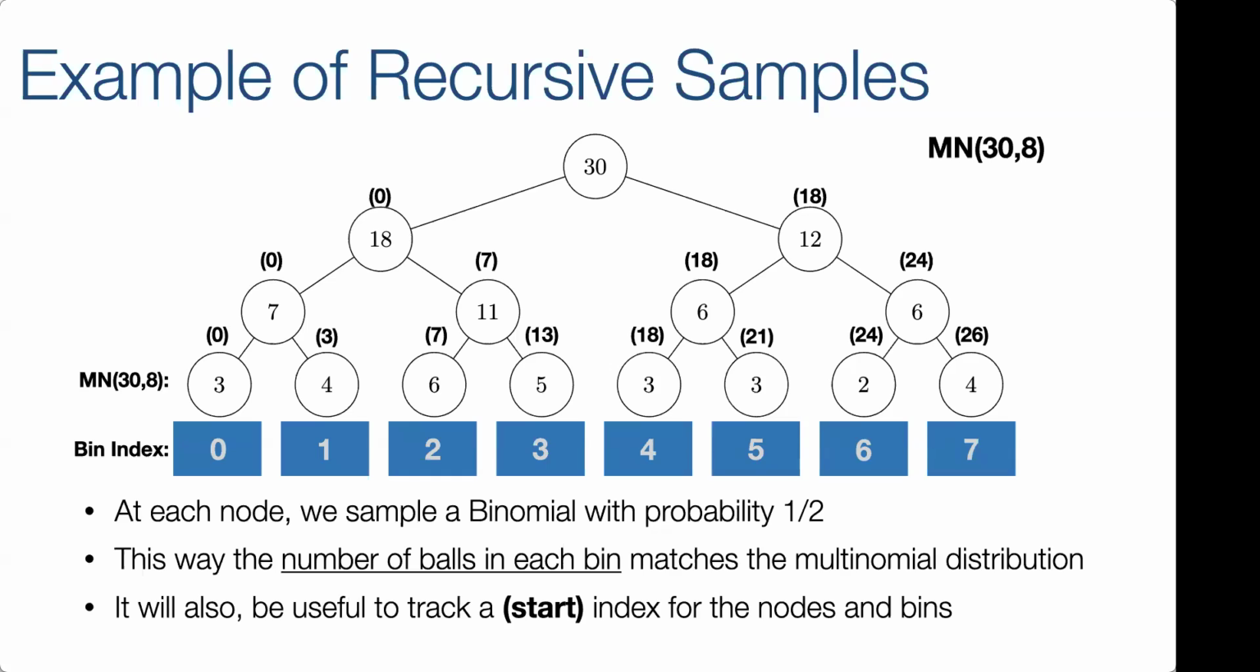What this means is, for example, in bin 6, the first ball is 24 and there are 2 balls. So bin 6 contains balls 24 and 25.